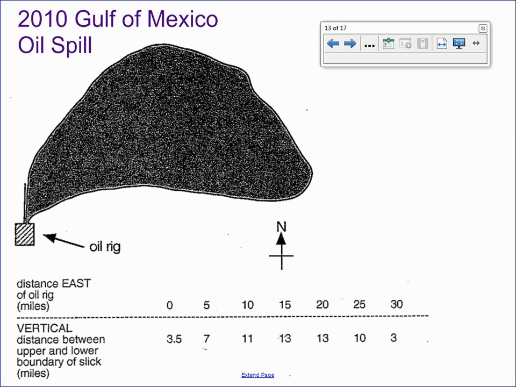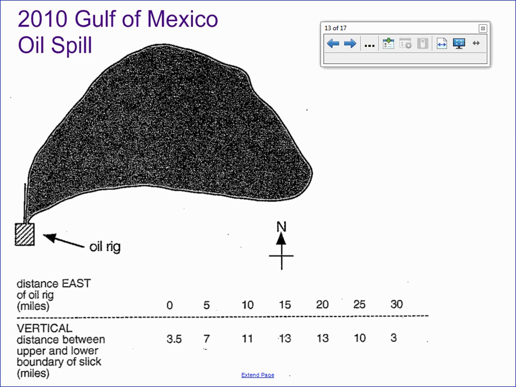We can't find an antiderivative, evaluate at my upper limit, evaluate at my lower limit, and subtract the two in accordance with the fundamental theorem of calculus. We're going to consider this tabular data. So let's suppose that the distance east of the oil rig in miles after the 2010 Gulf of Mexico oil spill is shown in the top row here, and it's paired with the vertical distance between the upper and lower boundary of the slick. And so what we're talking about here is data that's measured in miles from this oil rig.